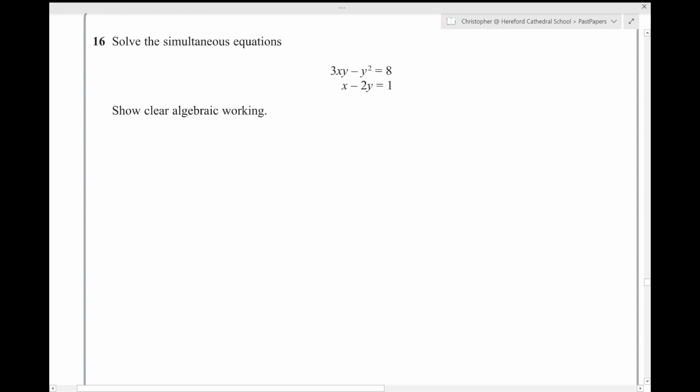Question 16. Solve these simultaneous equations. Right, let's have a look at this. Now, one of these is quadratic, so I'm probably going to use my take from one equation and substitute into the other equation method.